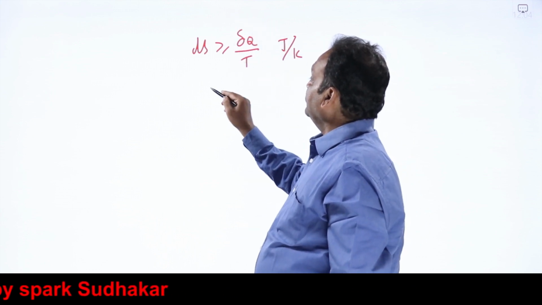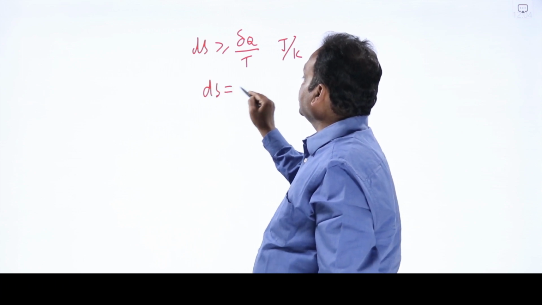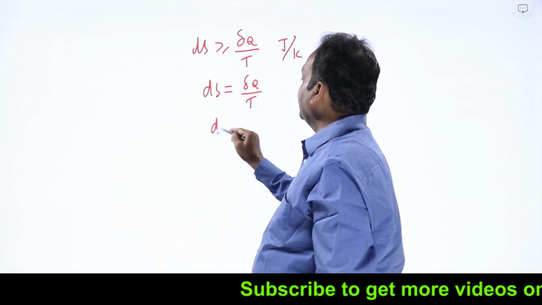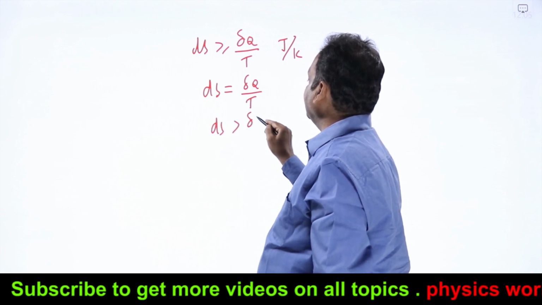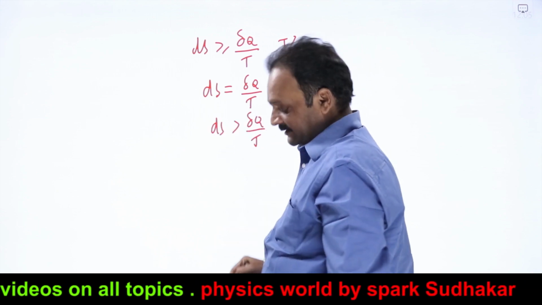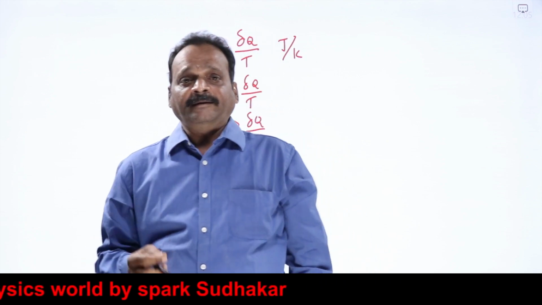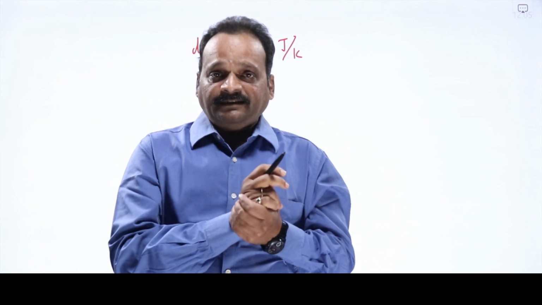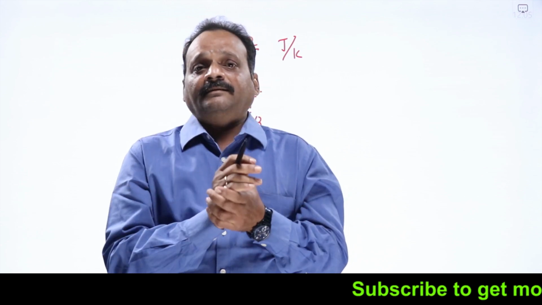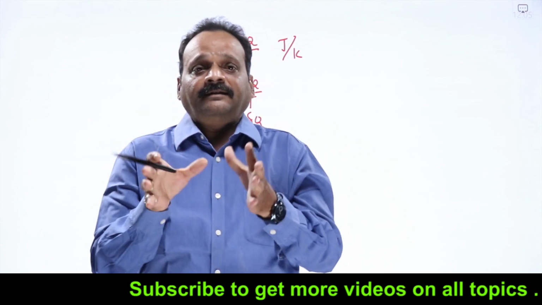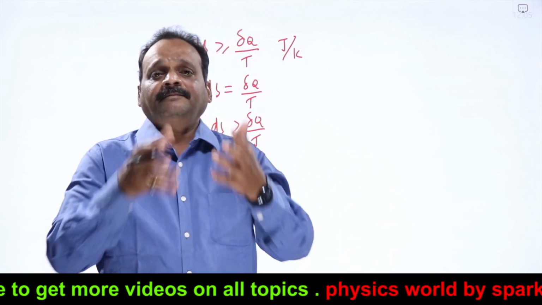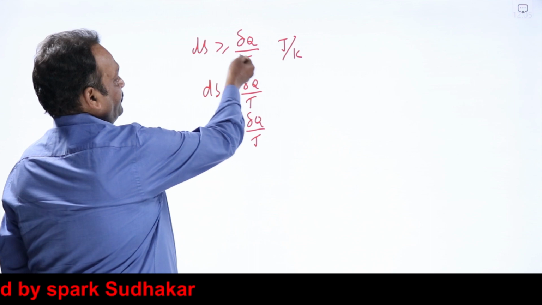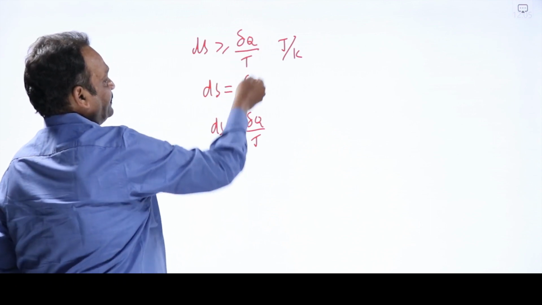In this inequality, for a reversible process, dS is equal to delta Q by T. For an irreversible process, dS is greater than delta Q by T. This is the fundamental definition of entropy. "En" in Greek refers to something like energy, and "trope" means transformation. So entropy is related to the concept of transformation of energy. Now, the way Clausius has defined it, the change in entropy of a system is like this.